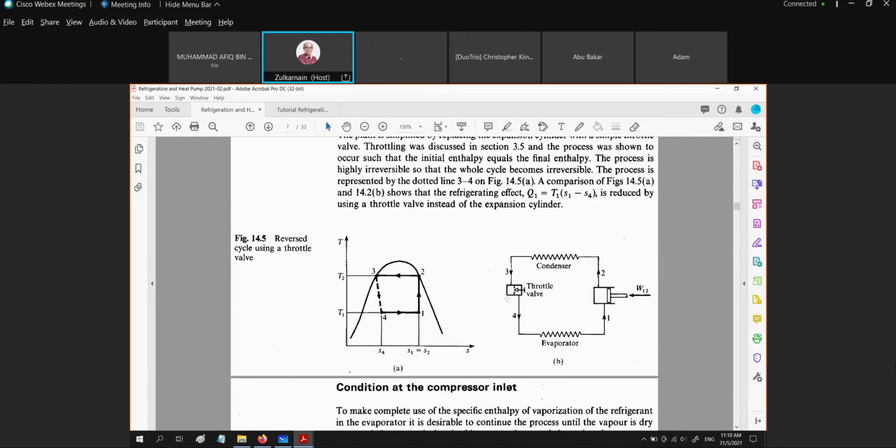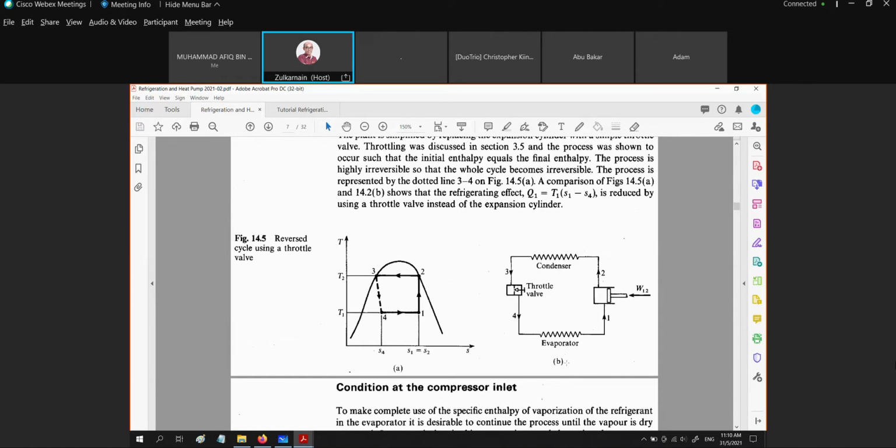So this is what we have. We have the throttle valve right here. The same for the 3 other components. We have the compressor, W net in, the condenser, the heat rejected Q23, and the evaporator, heat supplied or heat absorbed Q41. And in this case, we find that the W net in is equal to the W for the compressor, which is W12.